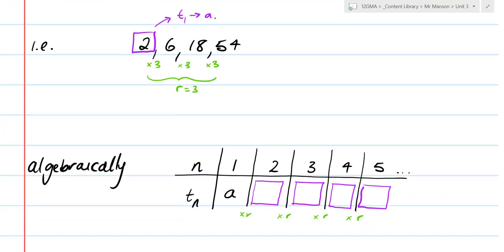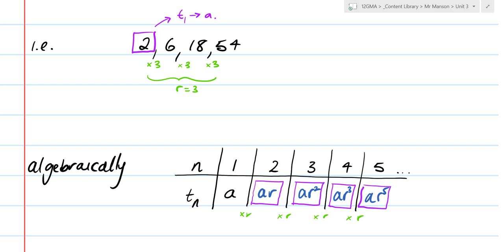Algebraically, we can write a geometric sequence like this. The first term is T1, and we sometimes call it A. The second term is where we multiply the first term by R, and so we get AR. The third term is where we multiply the second term by R, we get AR squared. The fourth term, we multiply by R again, we get AR cubed. The fifth term, AR to the power of 4. Now this is following the recursive definition. To get to the next term, I'm just multiplying the previous term by R.